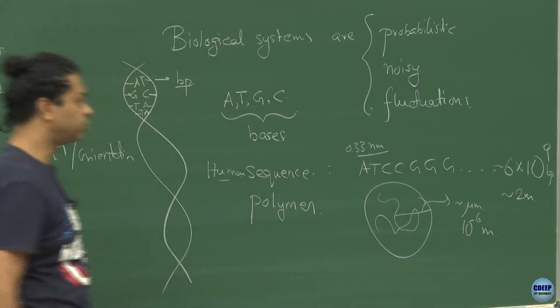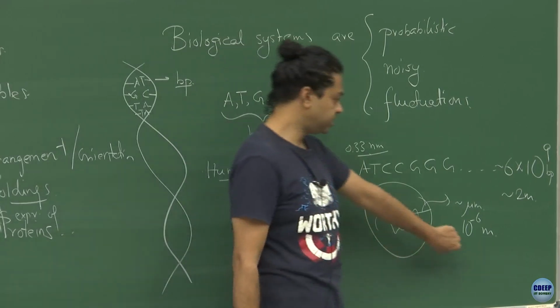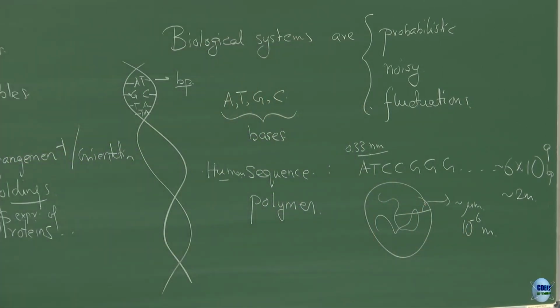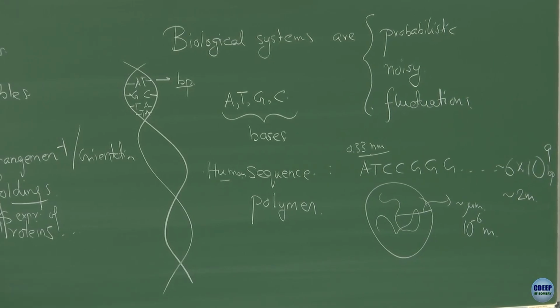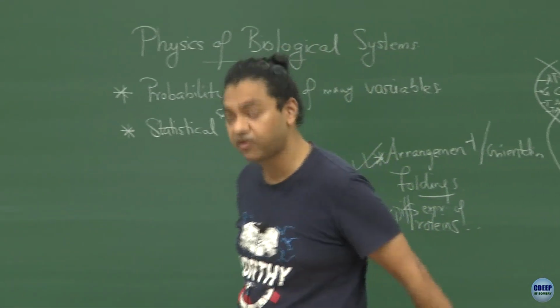So, it is good to have an idea of the numbers and scales that are involved. You take this 2 meter long string and package it inside an object which is about 10 to the power of minus 6 meters. The way the cell does it differs from cell type to cell type. There are folding principles that are involved, and that in some sense is tied to the function of each cell.